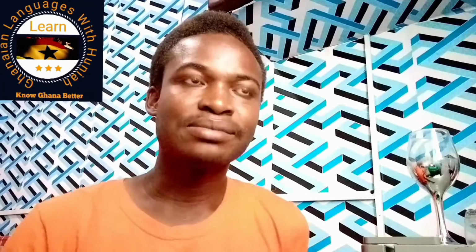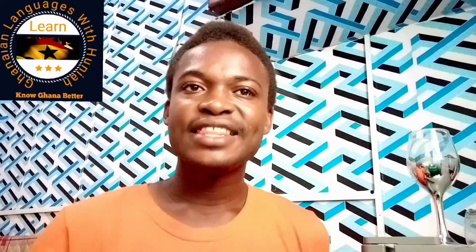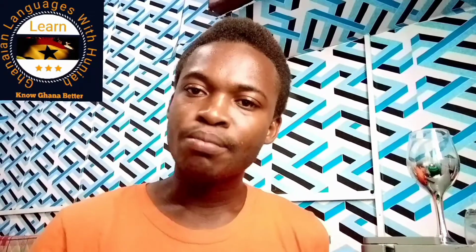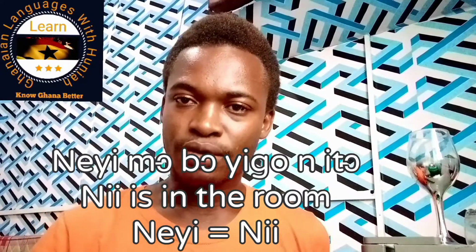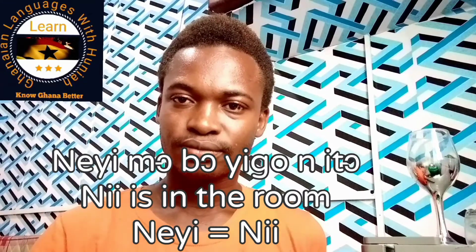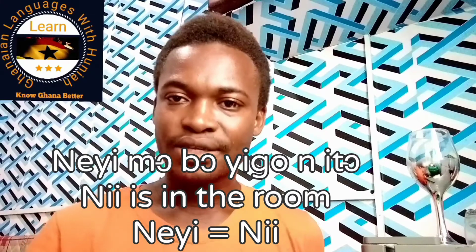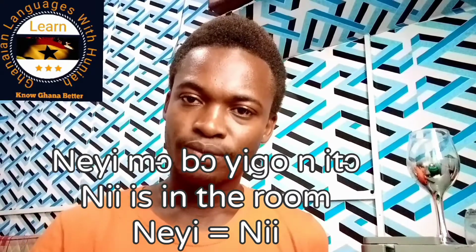So let's take something like Nei is in the room: Nei mobo igo nito. Or nine mobo igo nito. Or dede mobo igo nito.